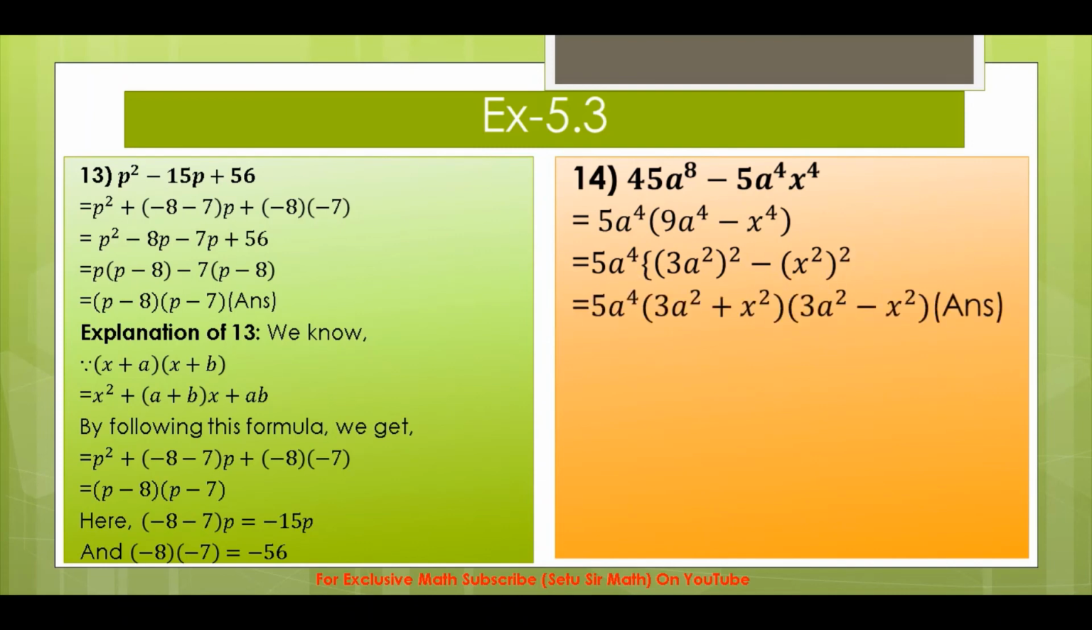So we'll take the formula a plus b into a minus b.